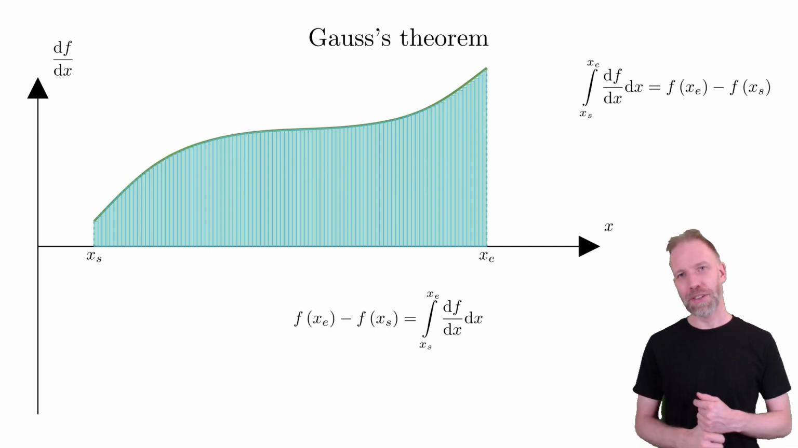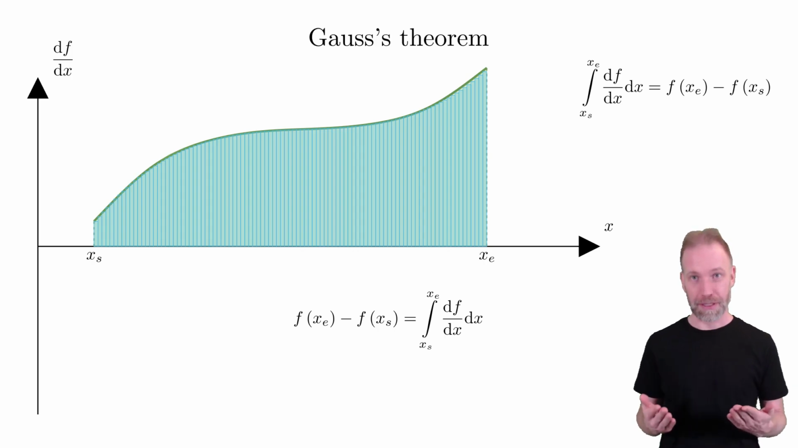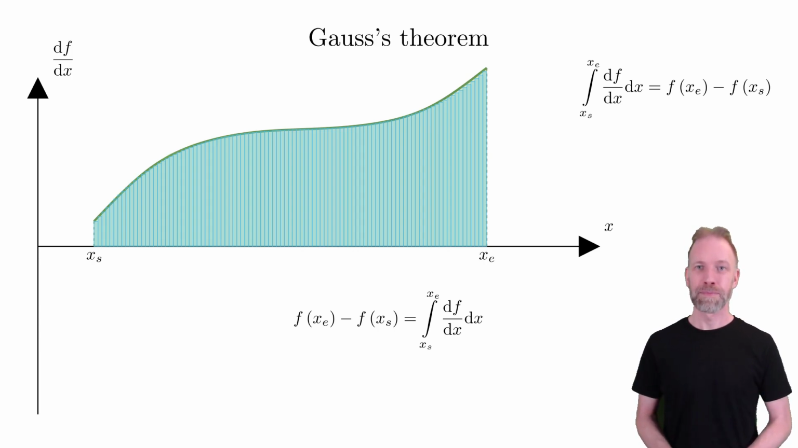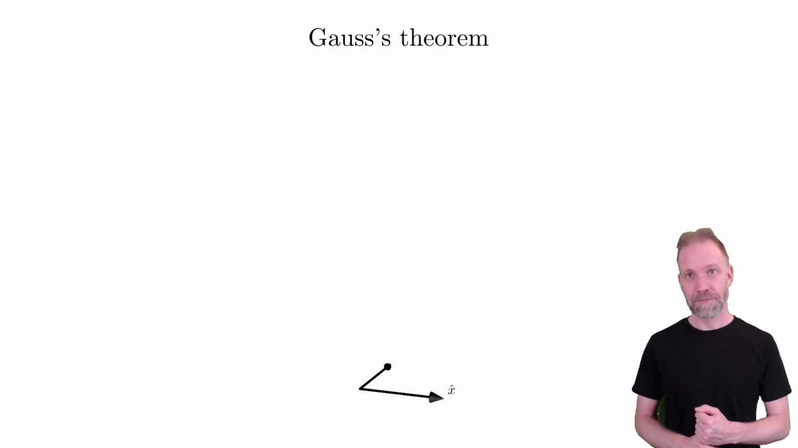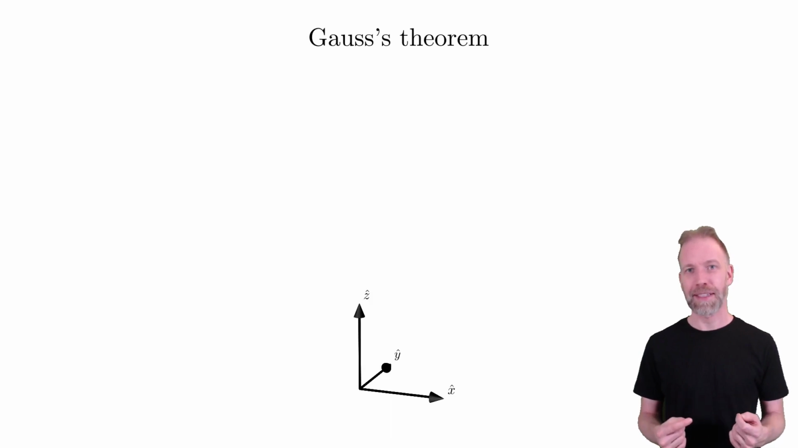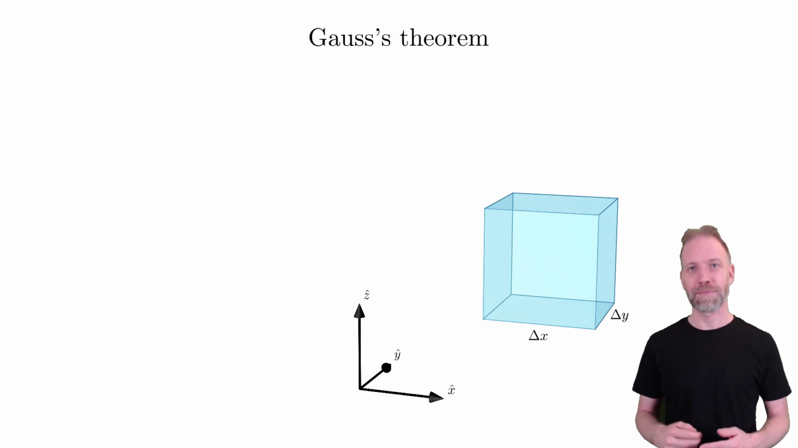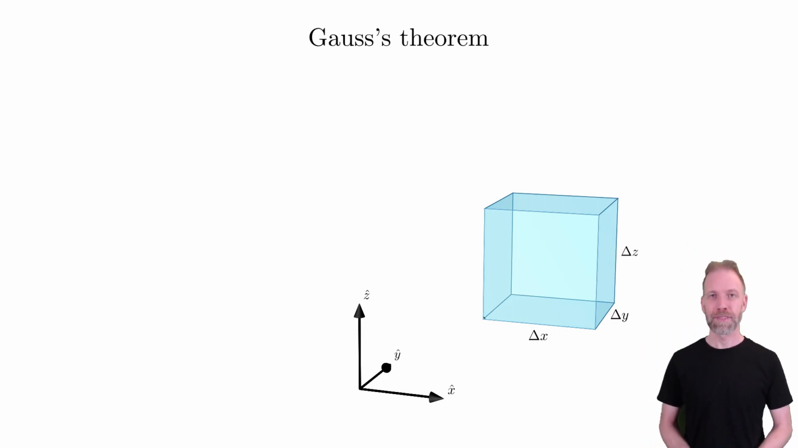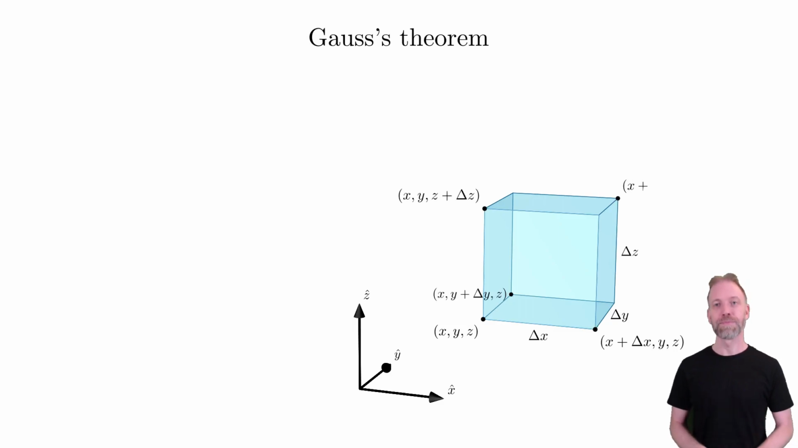The idea with Gauss' theorem is that we are going to do the same with functions of several variables. We will do the demonstration in 3D. Here, our integration element delta v will have size delta x, delta y, and delta z. Assuming that the element starts at corner x, y, and z, we get the following for the corners.